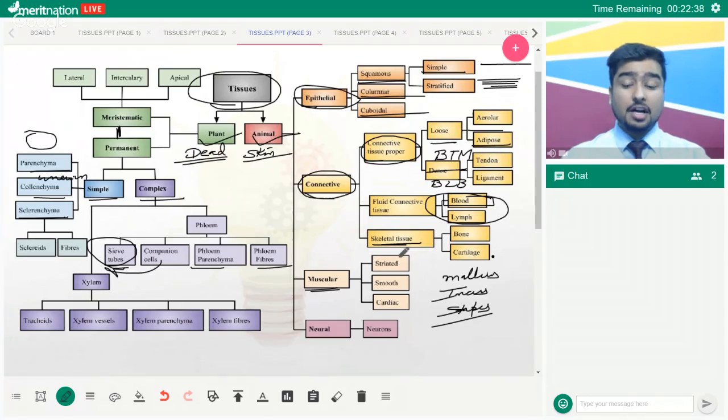Parts of the ear, Aryan, this is really not in your scope right now. That is why I'm not going there.